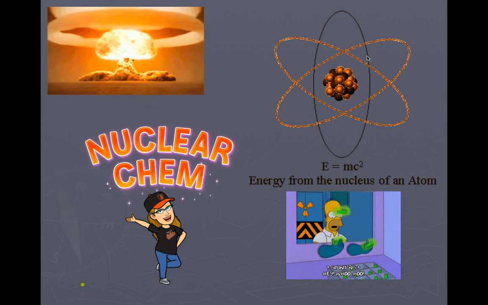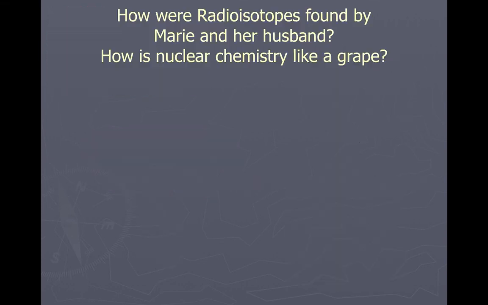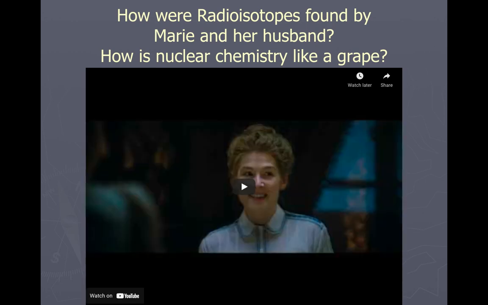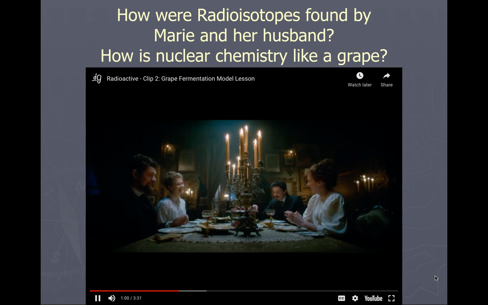Hi, we're back with Nuclear Chemistry Part 2, and we're going to continue the story. Okay, so we're going to take a look. How were the radioisotopes found by Marie Curie and her husband? How were they found? And how is nuclear chemistry like a grape? So let's take a look. It's a question of dissolving.